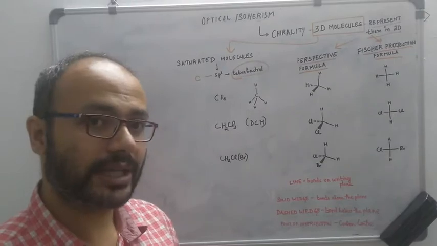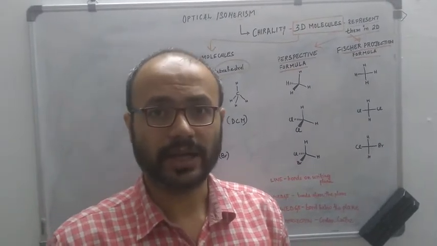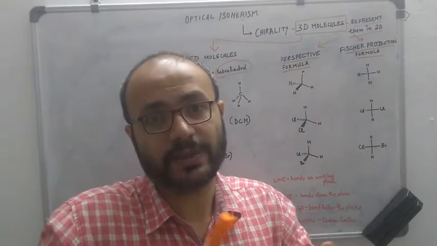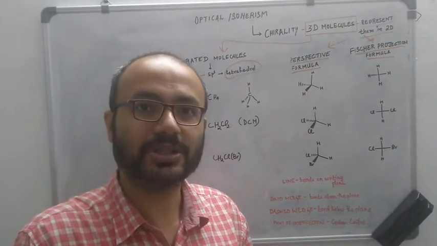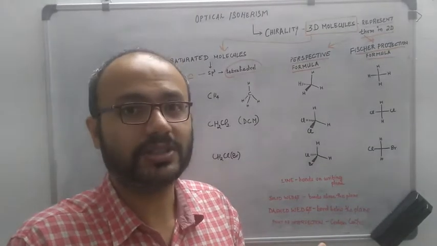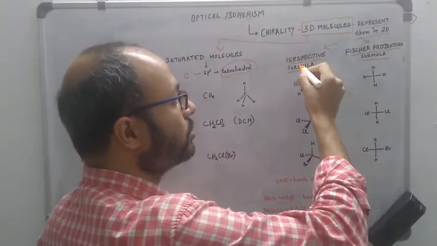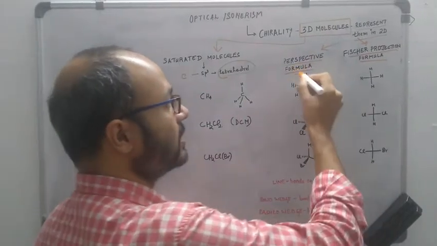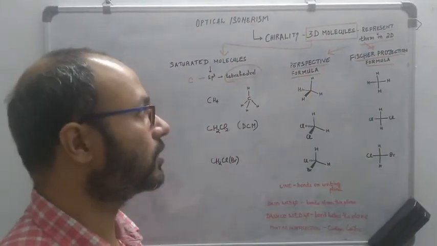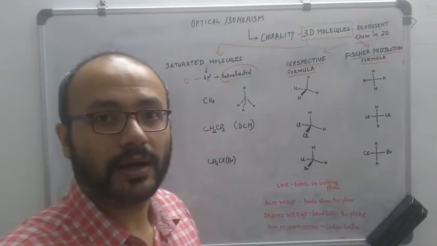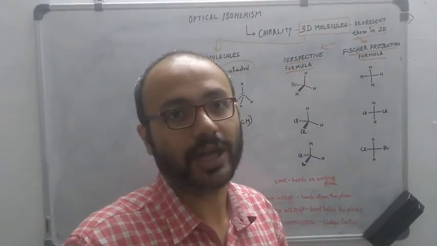So what we are going to see today is how to represent a 3D structure, because every time you cannot use a model in order to understand the 3D spread over the space. So we require some way to represent a three-dimensional object or molecule on a two-dimensional plane. How do we do that? For representation of 3D on a two-dimensional plane, we use two different formulas: one is the perspective formula, another is the Fischer projection formula. These are the two formulas that we are going to learn how to draw, so that we can easily represent a three dimension on a two-dimensional plane.